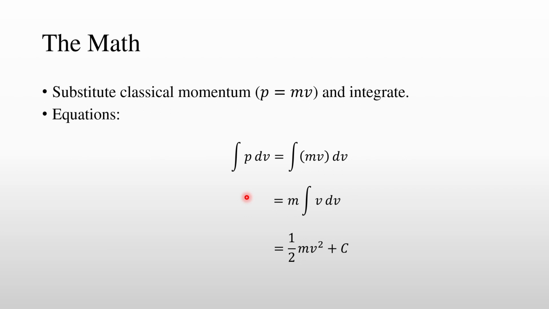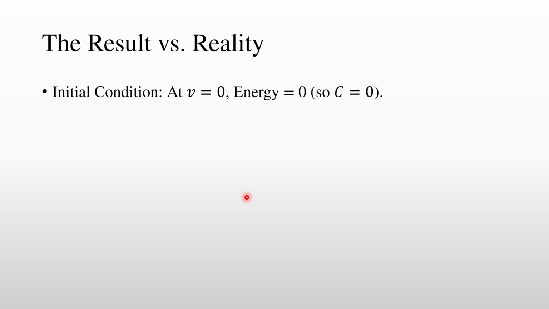Now, let us talk about this result. After imposing the initial conditions, say at velocity equal to 0, that means the object has no speed yet. Of course, the energy is also 0, so c calculates to be 0. Now we arrive at this result: kinetic energy is equal to 1/2 mv². This is just like what you get from the formal work kinetic energy theorem.